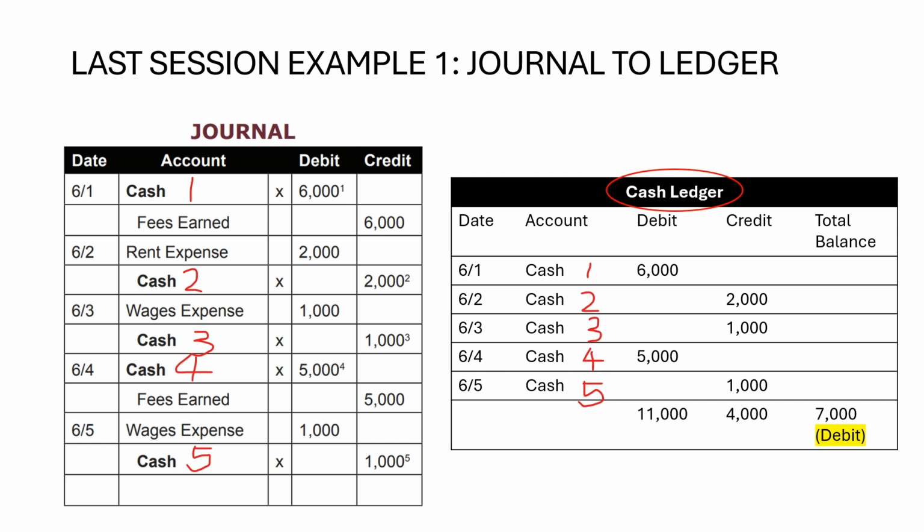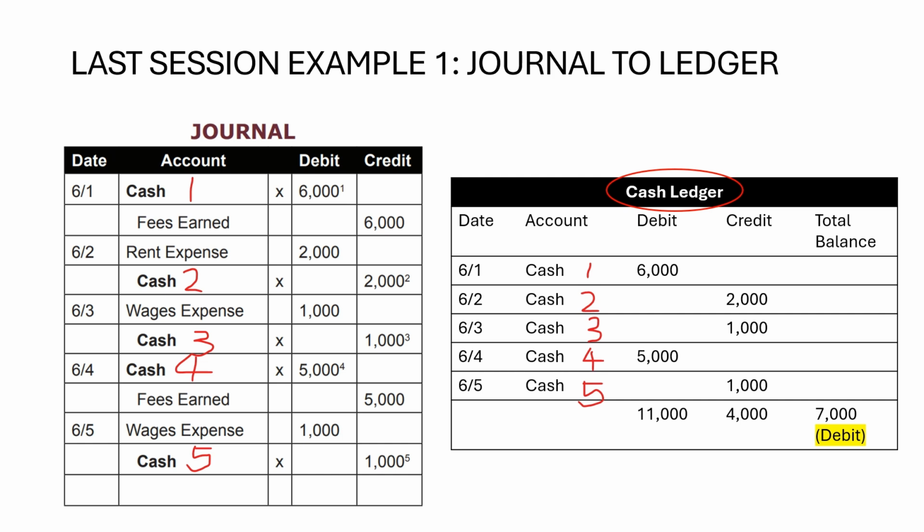This can be calculated by adding total debits, then adding total credits. Total debit minus total credit, and whichever is the biggest will be recorded on the correct side. In this case, the debit side is bigger than the credit side, therefore we record 7,000 on the debit side. The ledger shows the cash ledger helps track all cash movements. In this case, 5 cash movements. There are ins and outs. The ending balance shows how much cash is currently left in the bank account.